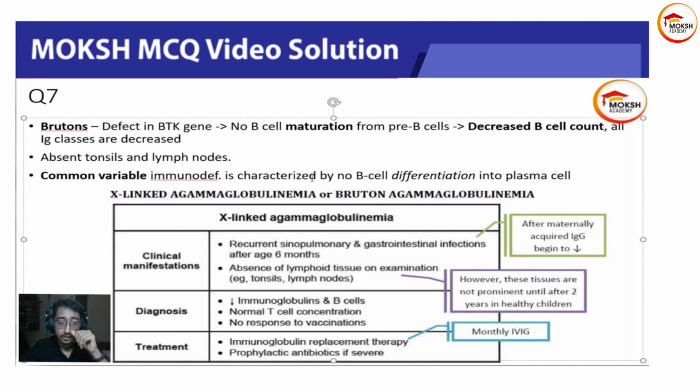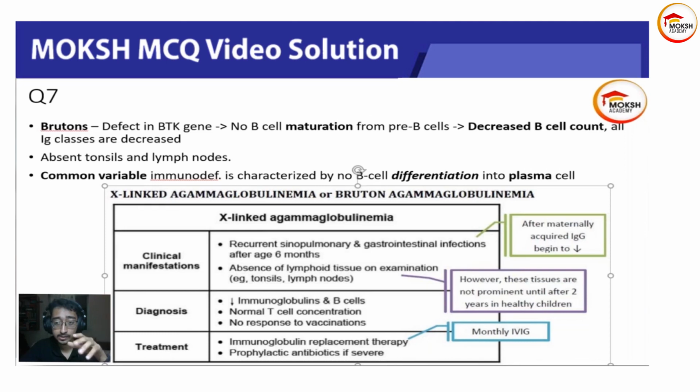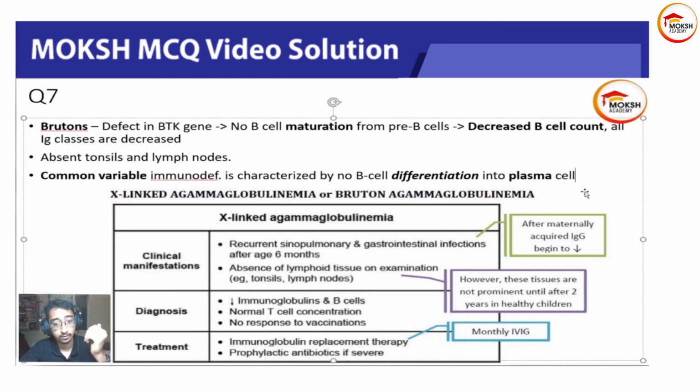Now, common variable immunodeficiency. ठीक है, इसमें क्या होता है ना, there is no B cell differentiation into plasma cell. ठीक है, अभी plasma cells are the cells that make your immunoglobulins, right? So if B cell differentiation into plasma cell is not happening, then all immunoglobulin classes will be decreased. But B cell count will be normal. समझा ना? Differentiation नहीं हो रहा है into plasma cell. But B cell तो normal है. They're just not differentiating into plasma cells. Right, and because plasma cells नहीं form हो रहे, इसकी वजह से there is decreased immunoglobulins.